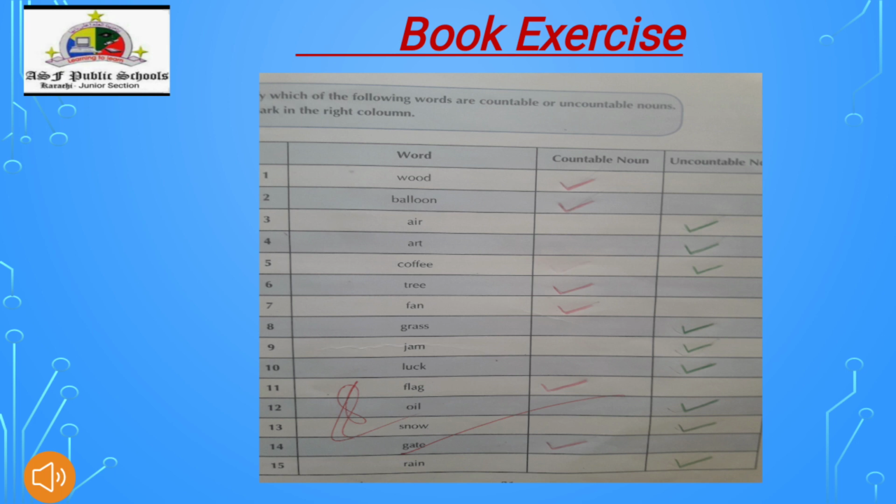countable noun. Oil. Oil we cannot count because we cannot separate oil into individual parts. Snow. Snow is also uncountable, so it's an uncountable noun. Cat. Yes, we can count cat. It's a countable noun. Rain. Kids, we can't count the drops of rain, so it's an uncountable noun.